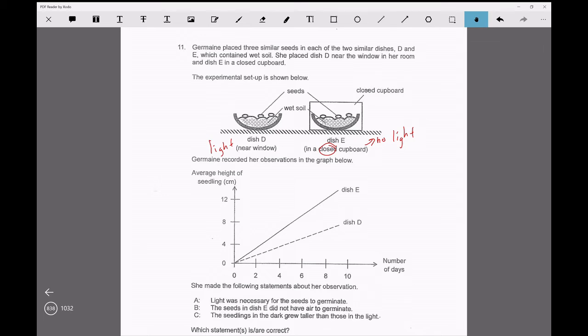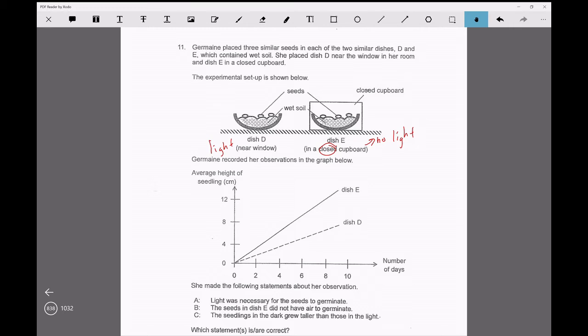Now, you realize that eventually both of them still grow. This tells you first thing, that plants don't need light to germinate. Seeds don't need light to germinate, because a seed doesn't have leaves, so if you give it light, also no use. They feed on their own seed leaf when they germinate. So for seeds, they only need air, warmth, water. They don't need light.